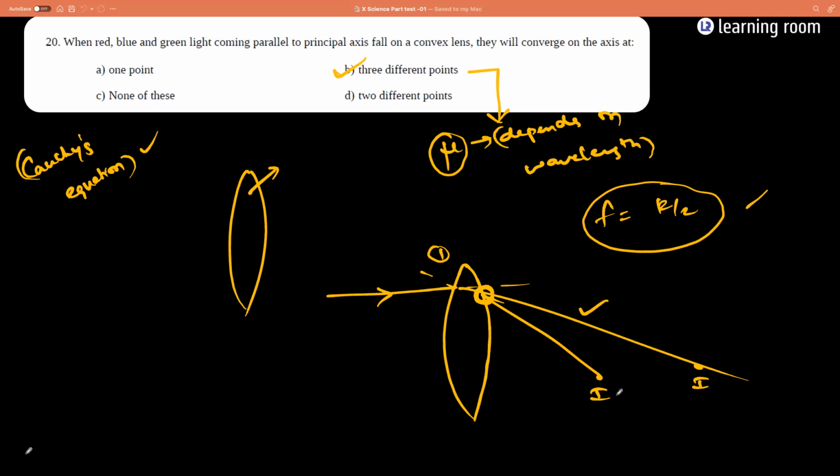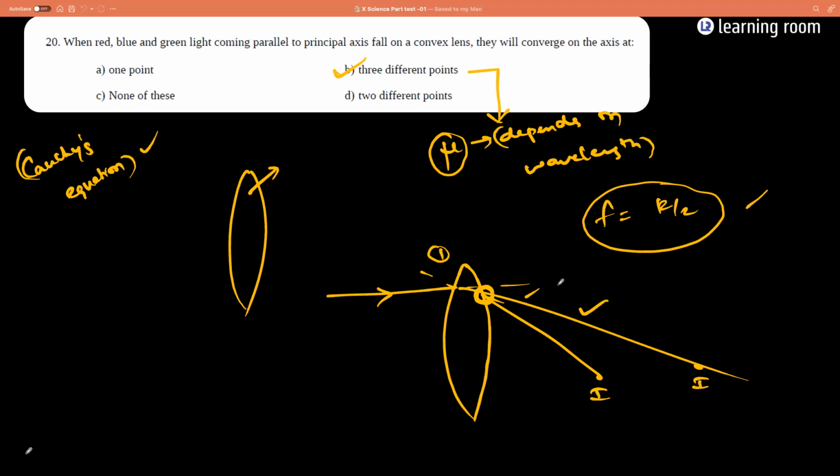So you're able to understand now who is deciding the angle to which the light will bend. It is the refractive index of the light and the material as well. Are you able to understand? So that is the reason why it is dependent on wavelength. Answer is it forms at 3 different points. If they ask you the reason, it is because of the wavelength. That's it. Clear?